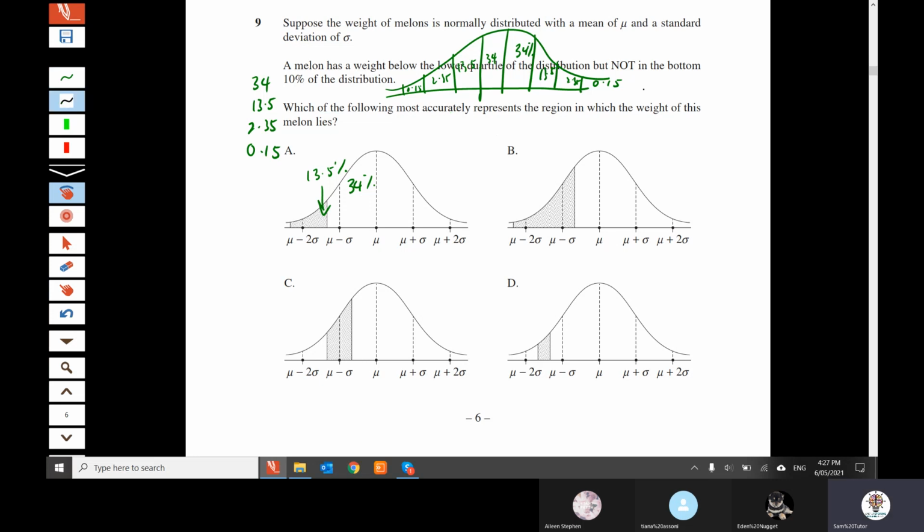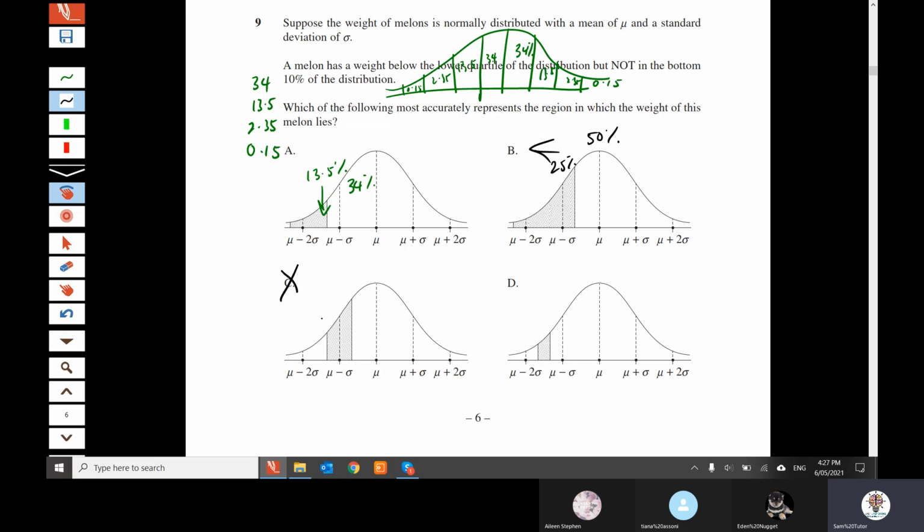All right, it says a melon has a weight below the lower quartile of the distribution. So below the 25% mark. If it's below the 25, this is 50% right there. 25% would be somewhere over here. So below the 25% mark, which is all of them, except this guy.